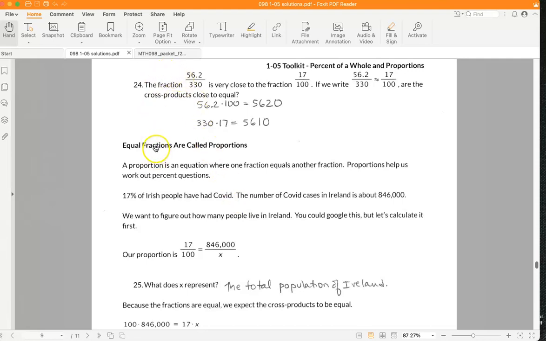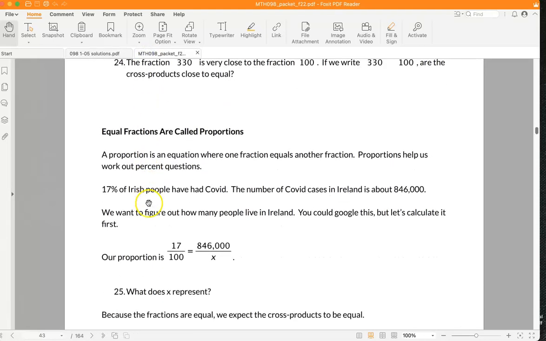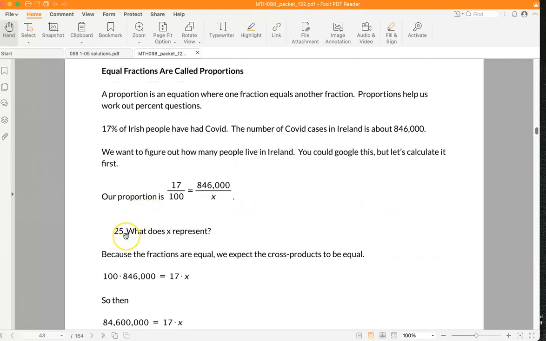So going further with this idea, equal fractions are called proportions. A lot of students know that this is a proportion because we're saying this fraction is equal to this fraction. And you might know that you can solve this proportion by cross multiplying. So I guess I'm just trying to tie all these things together and show why it works. A proportion is an equation where one fraction equals another fraction. And proportions can help us work out percent questions.